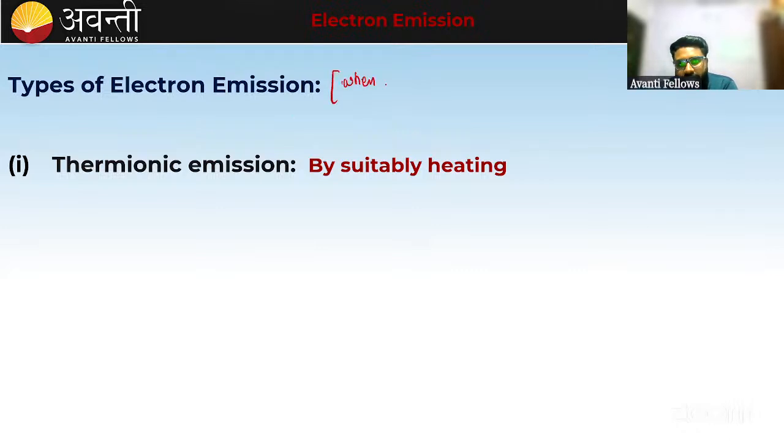when electron absorbs suitable energy and makes itself come out from the surface.